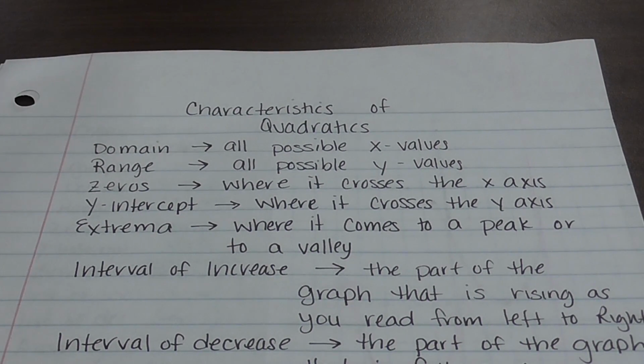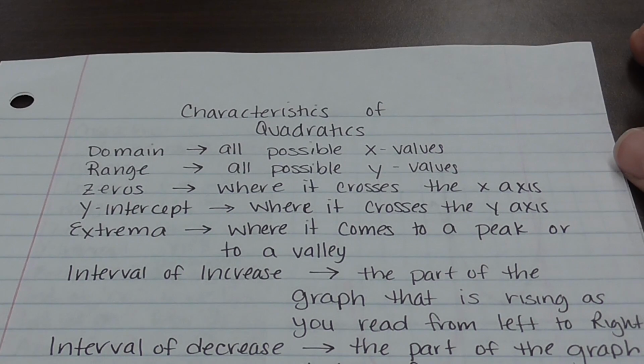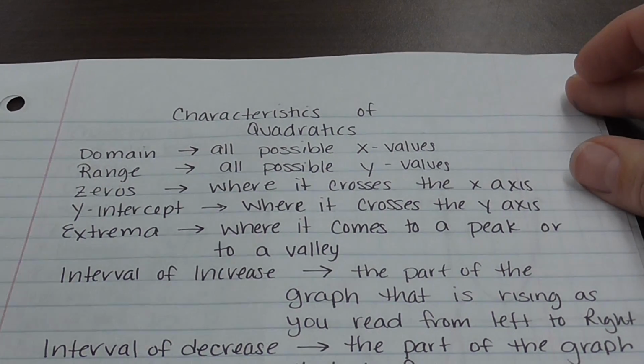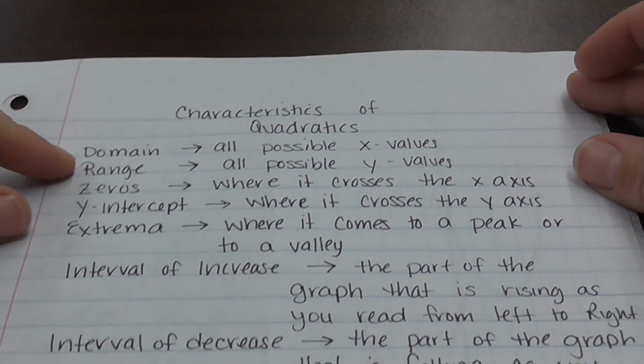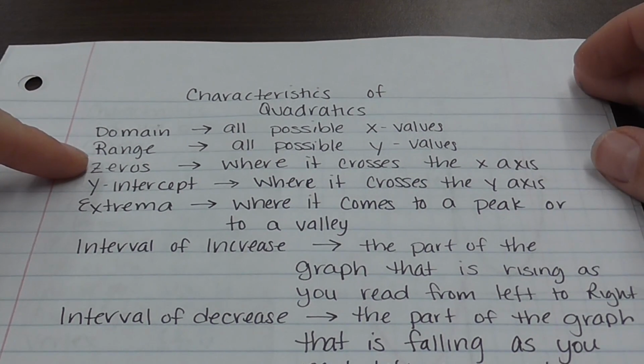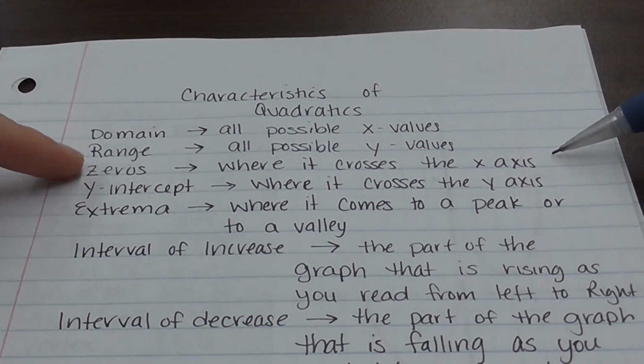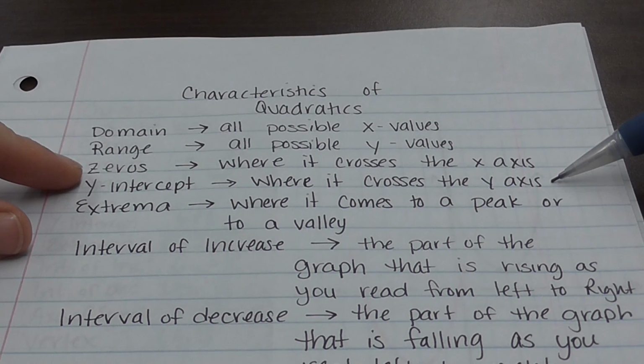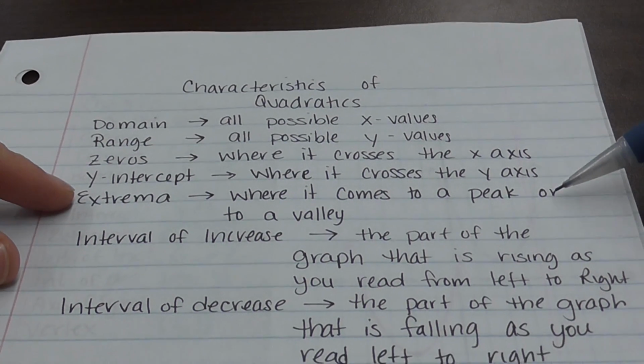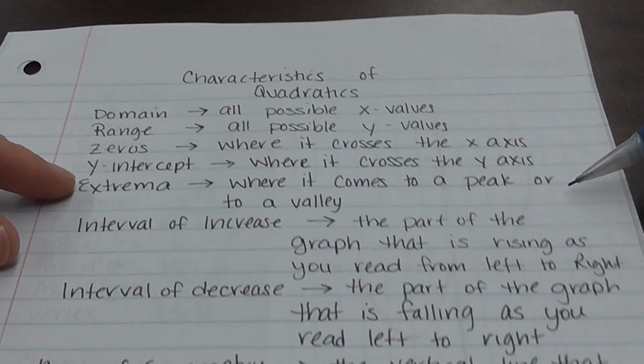Quadratic functions have several different characteristics. They're the same characteristics you learned about when you were doing linear and exponential functions last year. You've got your domain and range. Your zeros are also known as your x-intercepts, where it crosses the x-axis. Your y-intercepts, where it crosses the y-axis. Extrema is where it comes to a peak or a valley.